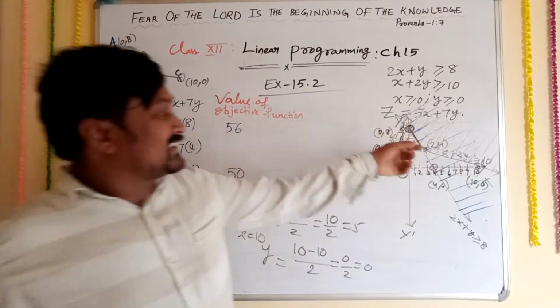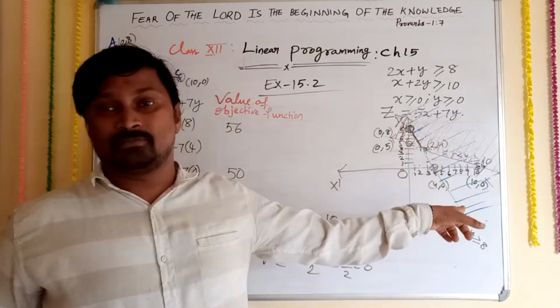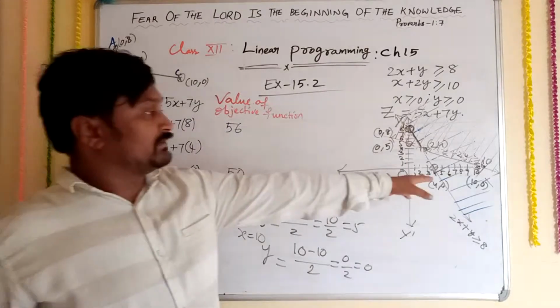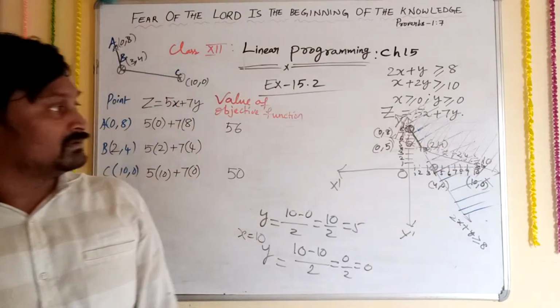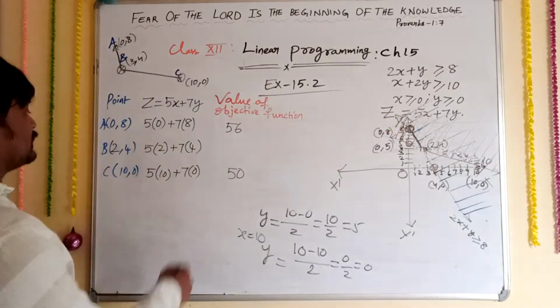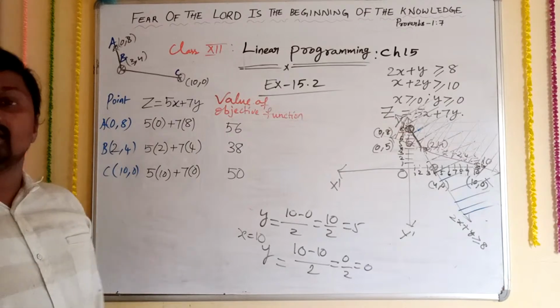You just draw this properly in your graph sheet. You are going to get 2 and 4. Okay, I had already drawn it, but I wrote 3 and 4 when I was explaining. So that intersection point is 2, 4. So now you are going to get, yes, 38. Clear now?